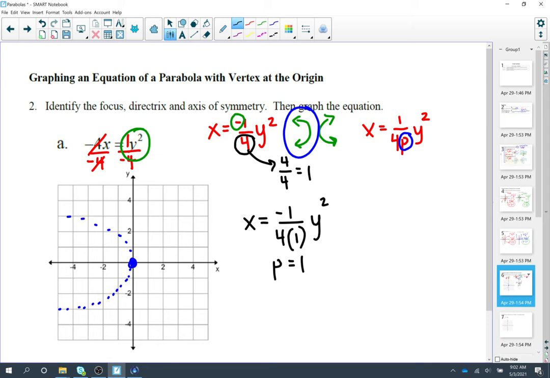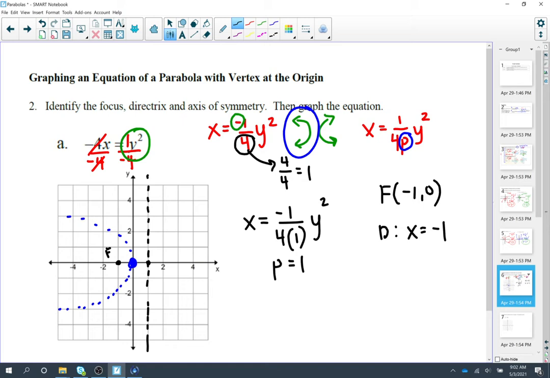Now, if p is 1, that means from my vertex, I'm going to go left 1, and I'm going to go right 1. One of these is my focus, and one of these is my directrix. Based on the information we know, that the parabola is pointing to the left, I know that this one is going to be my focus, and this one is going to be my directrix. So we now know that the focus is at negative 1, 0, and the directrix is x equals negative 1. Make sure you list that as a line. If you just put negative 1, that's not enough information.